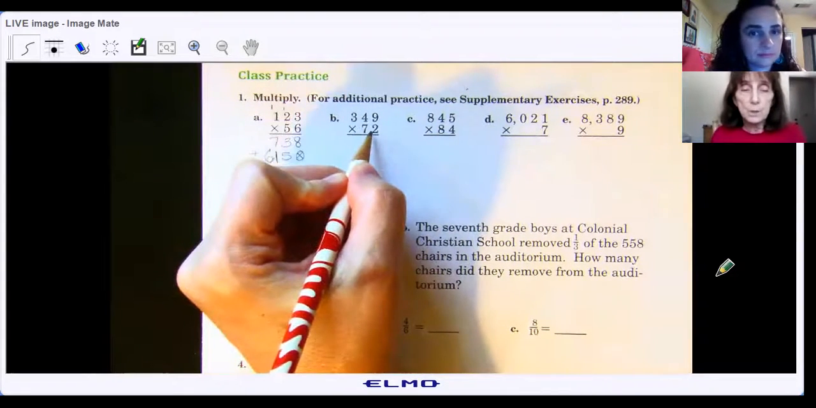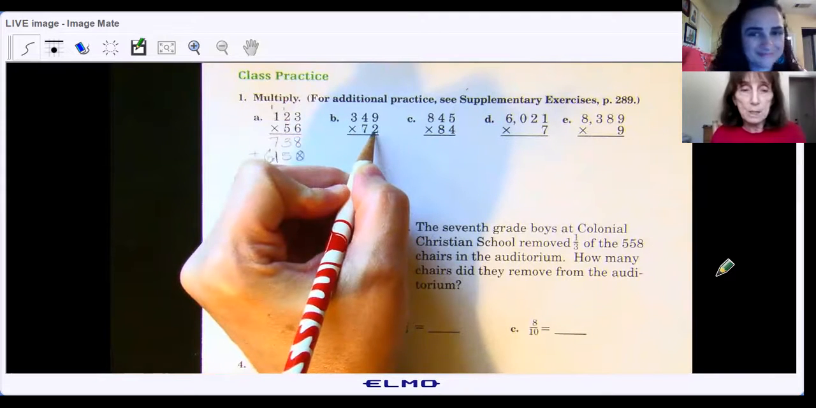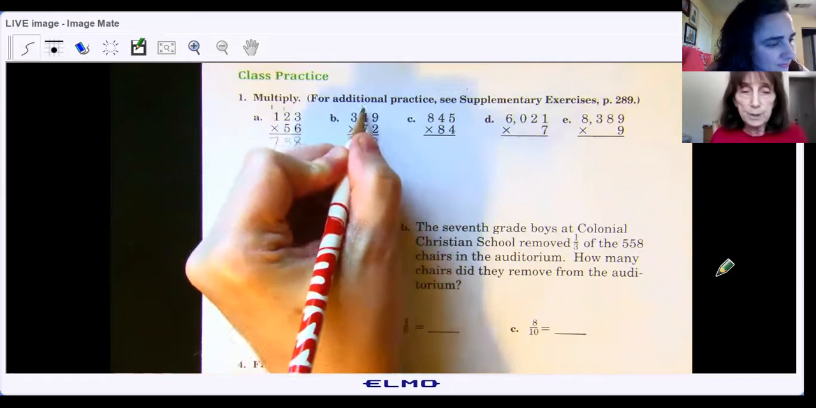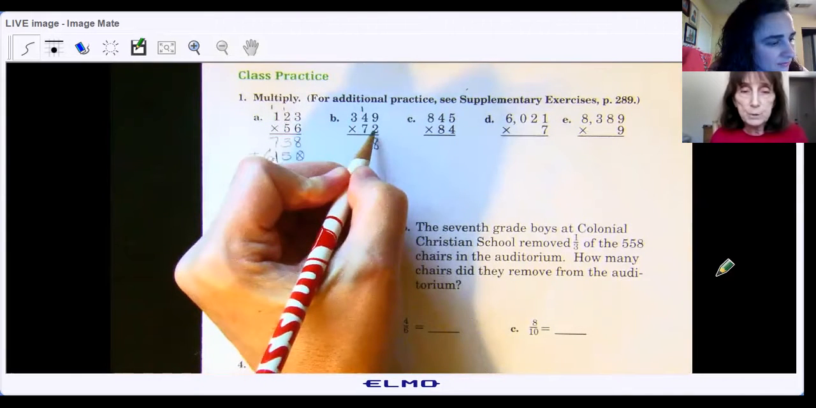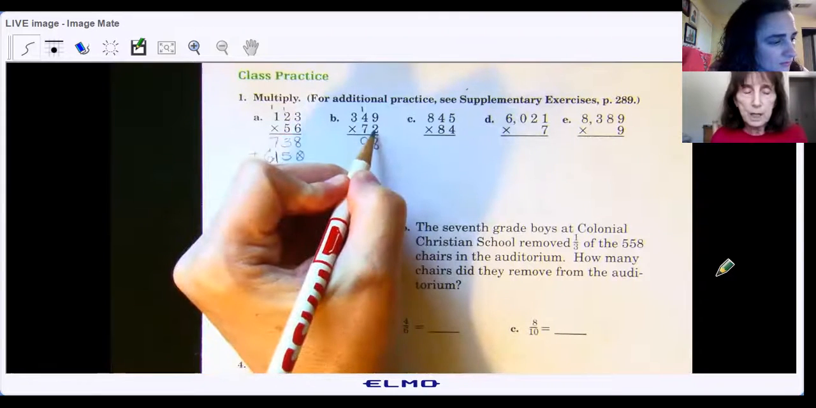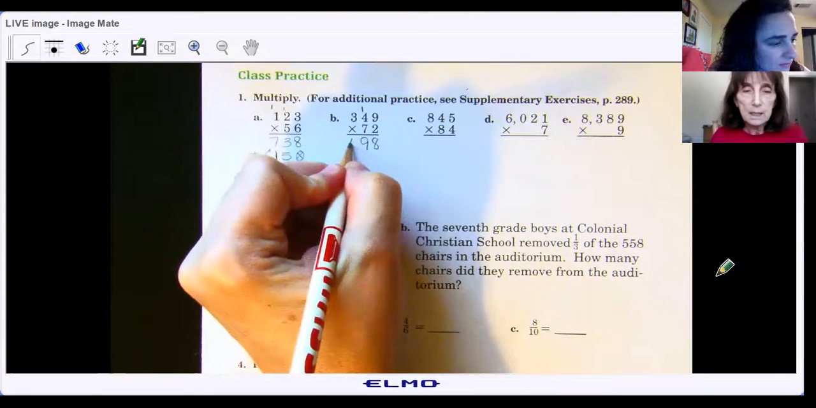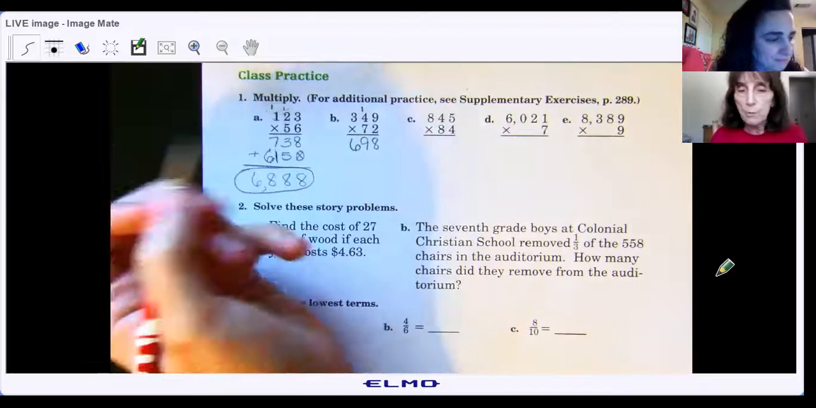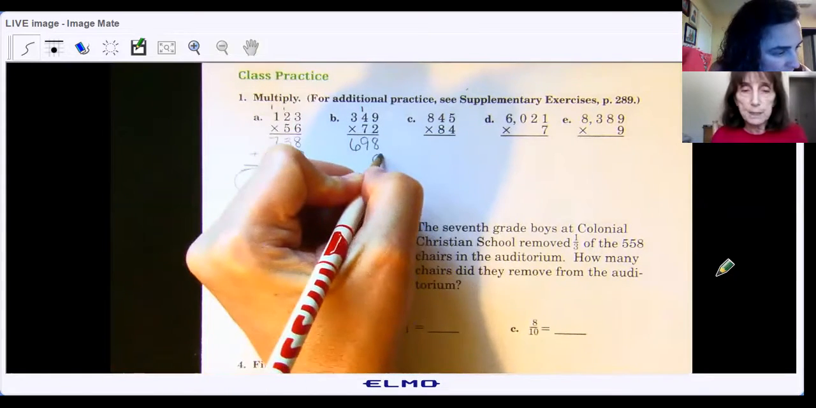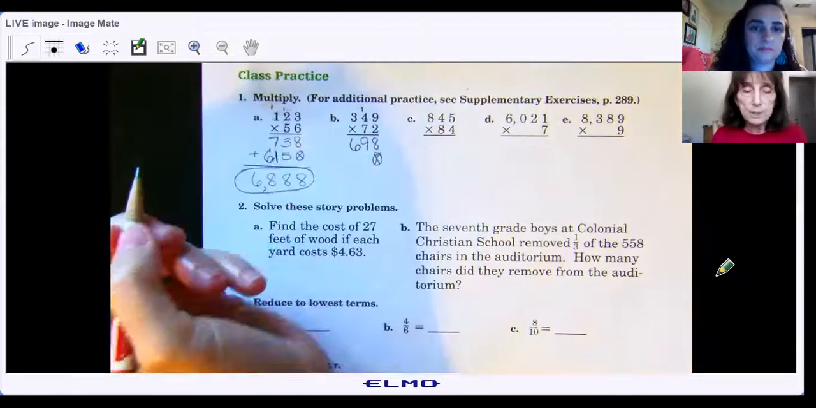All right, start in the ones column, always and forever, start in the ones column. 2 times 9 is 18, put down your 8, carry your 1. 4 times 2 is 8, and 1 is 9. 2 times 3 is 6, and there's no carry. No more ones, you're finished with your ones. So you're going to put your 0 to hold its place, and an X. We're done with the ones.